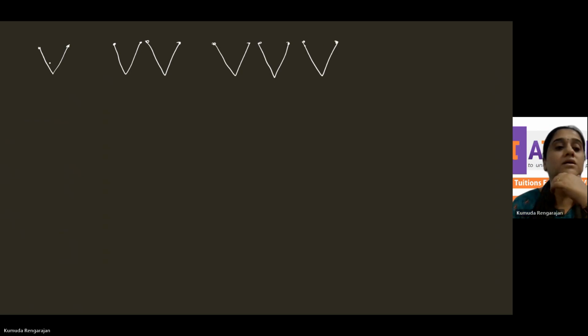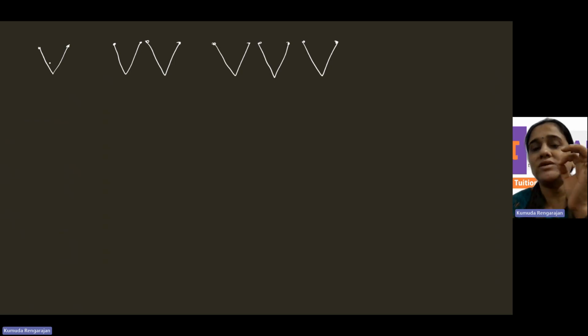All right. So here we're trying to create a pattern using the uppercase letter V of the English alphabet. What is the first term? There is only one V. The second term has two V's. The third term has three V's. So you understand, the 10th term will have 10 V's. The 100th term will have 100 V's.